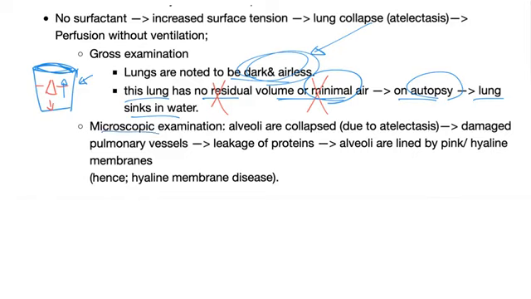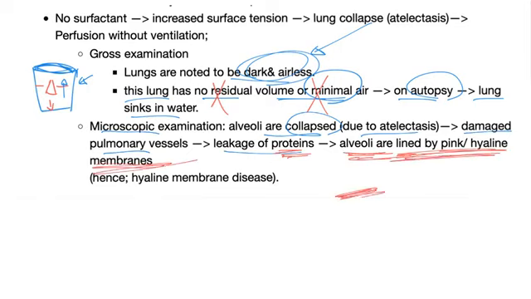On microscopic exam, this lung is collapsed, alveoli are collapsed with atelectasis, damage to the pulmonary vessels, leakage of proteins that stain pink on H and E. Alveoli are lined by pink or hyaline membrane. It's not actually a membrane, it's like lots of pink substances like this. When you look under the microscope, if you are not very sophisticated, you'll see, oh, it looks like a membrane. That's why they called it hyaline, which means pink, membrane disease.